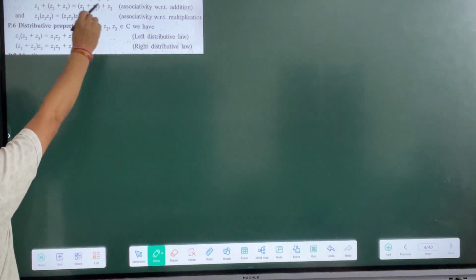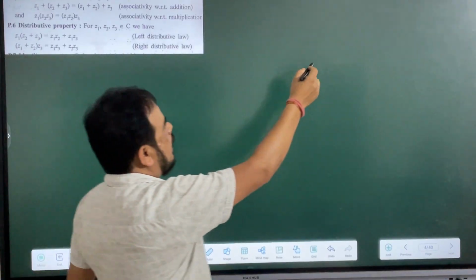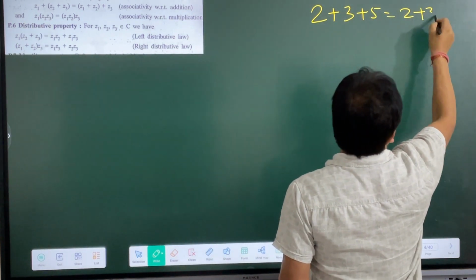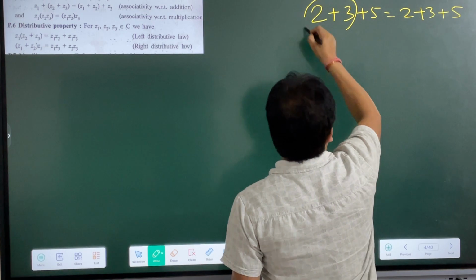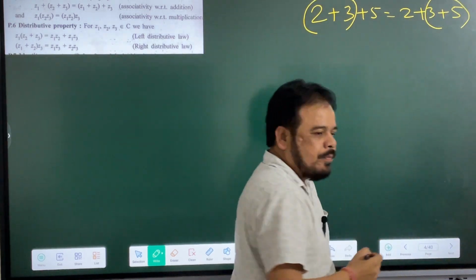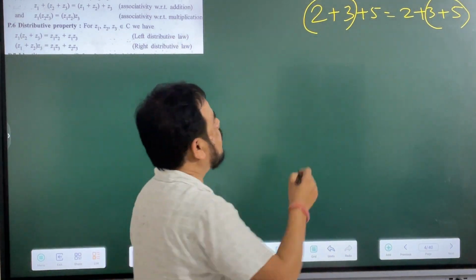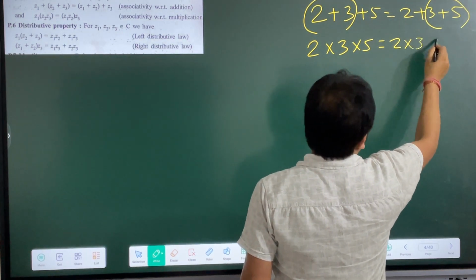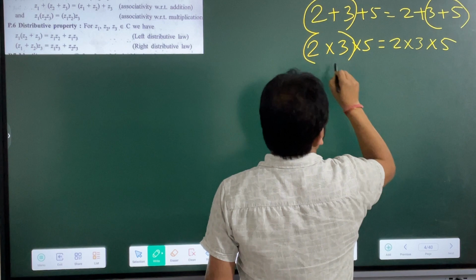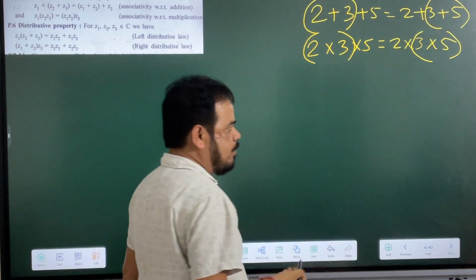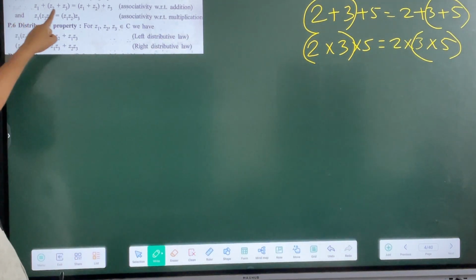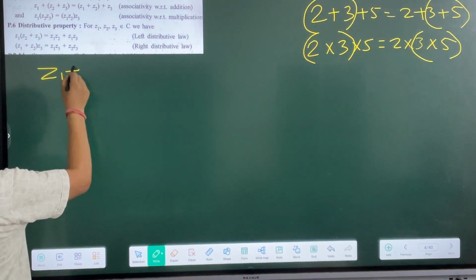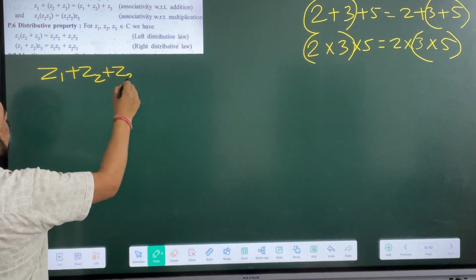Now associative property. I will show you one example. 2 plus 3 plus 5. Whether I put the bracket here or here, the result will be the same. Similarly, multiplication also. 2 into 3 into 5. Whether I put the bracket here or here, the result will be the same. Same thing here also, which is called associative property. So I hope you understand. Z1 plus Z2 plus Z3. Three complex numbers.